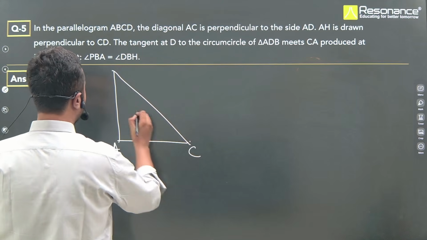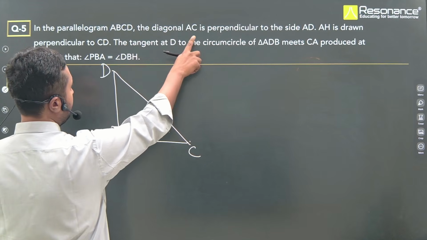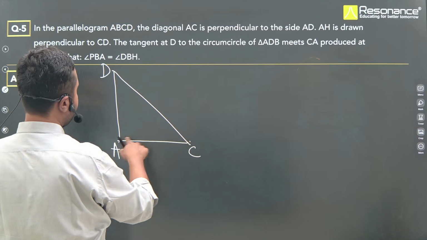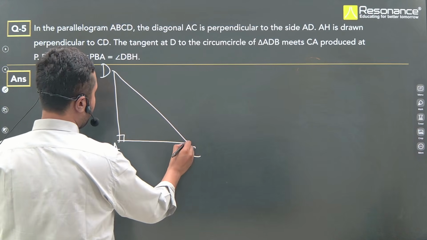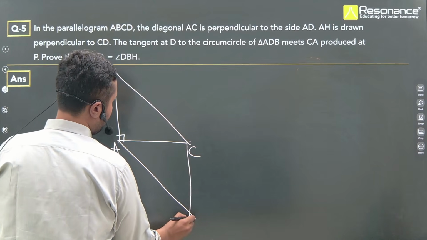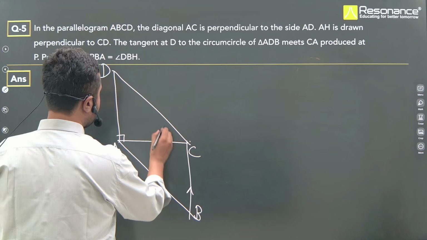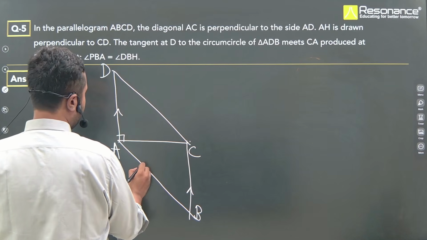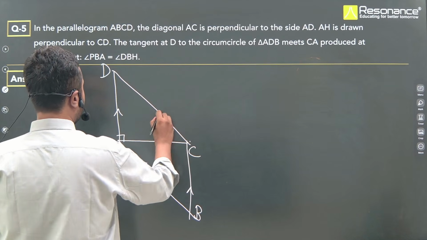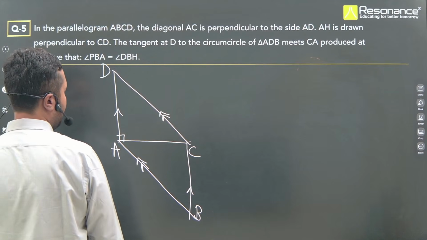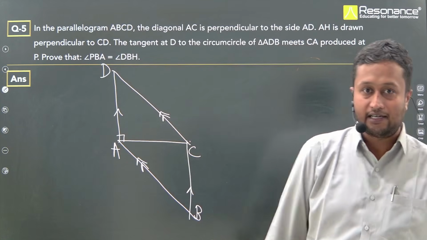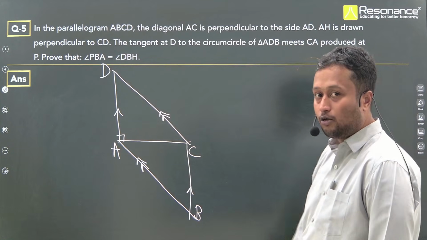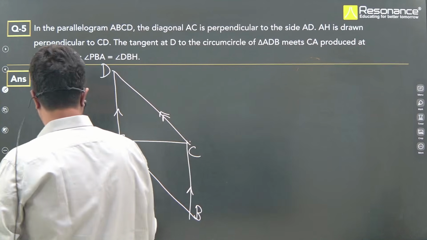So what do we have? The diagonal AC is perpendicular to the side AD, and ABCD is a parallelogram. So this is parallel to that, and this is parallel to this one. Yeah, I should have really thought about this, but I just went with coordinates, and that also gave me the solution. So I was fine with that.